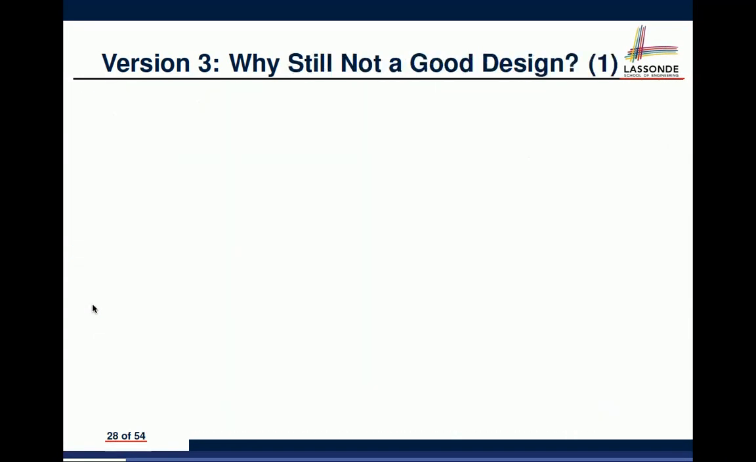Why is version 3 still not a good design? We want to see why. So now we got preconditions, somehow. We got invariants, also somehow. What other things can go wrong? Okay, let's see.